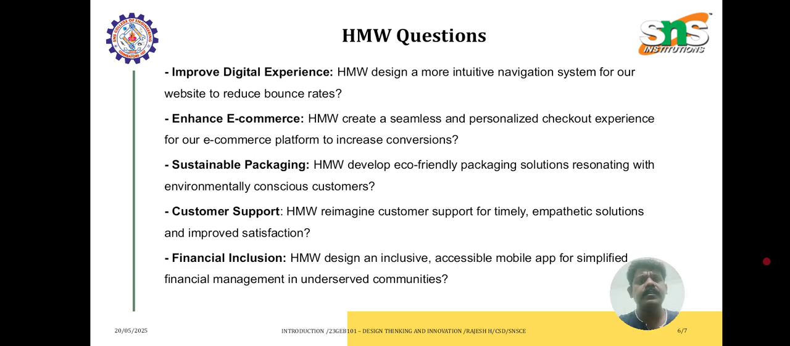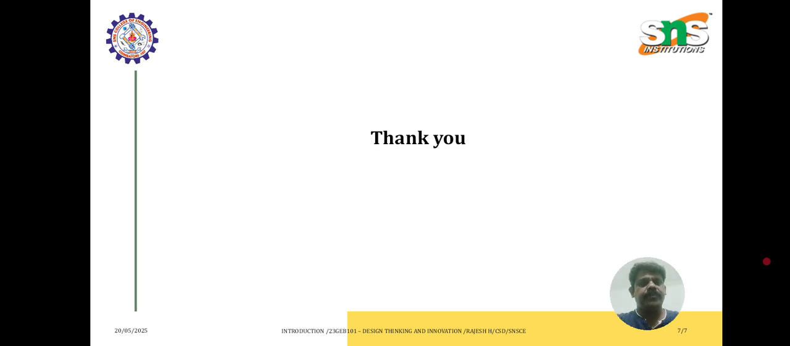Also, the final example, financial inclusion. To achieve financial inclusion: how might we design an inclusive, accessible mobile app for simplified financial management in underserved communities? Fine. I hope you students understood the how might we question examples.